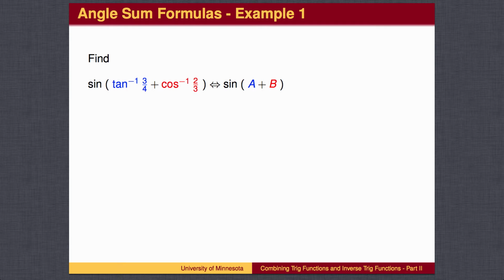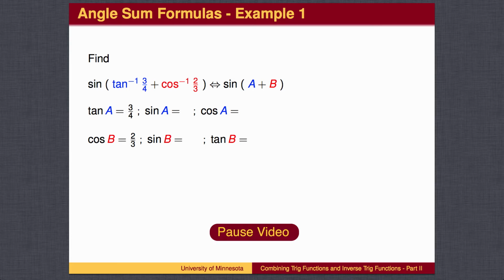What do we know about the blue angle? We know the tangent value is 3/4. From this information, we can label a right triangle, find the missing side by the Pythagorean theorem, and read off the values for sine and cosine. Similarly, knowing the cosine of the red angle, we can label a right triangle, find the missing side, and read off the values for sine and tangent.